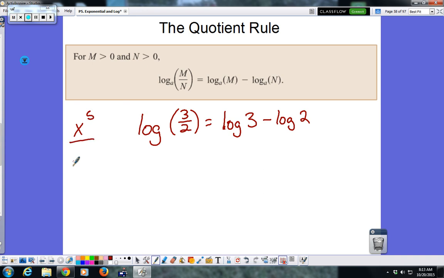X to the 5th power divided by x to the 3rd power. You have a quotient. How do you divide those? You subtract your exponents. Okay, it's very closely connected with that rule. So the log of 3 halves is the log of 3 minus log of 2.